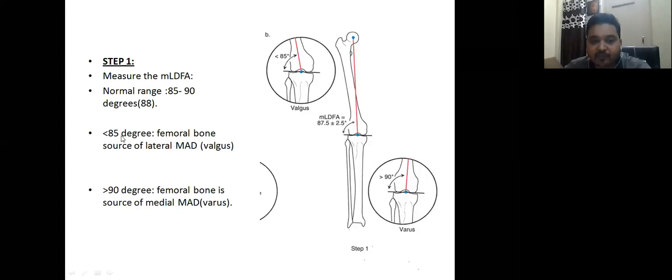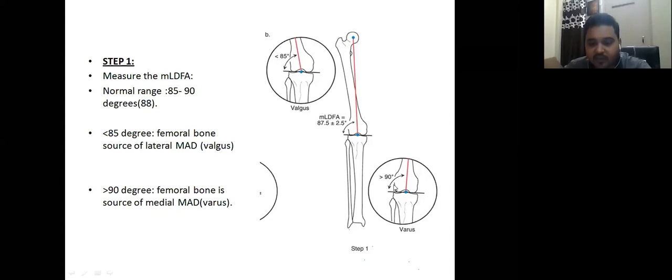If we get a lateral distal femoral angle less than 85 degrees, we can judge that the femoral bone is a source of lateral mechanical axis deviation. That means it is in valgus; the femur is contributing to the valgus deformity. And if it is greater than 90 degrees, then we know that the femoral bone is a source of medial mechanical axis deviation, or varus.